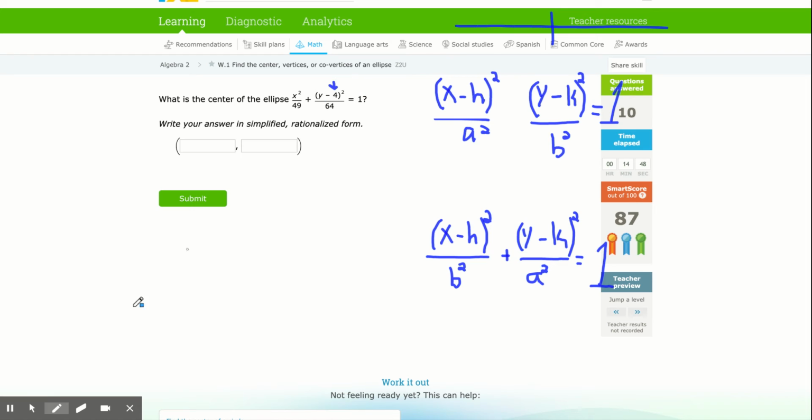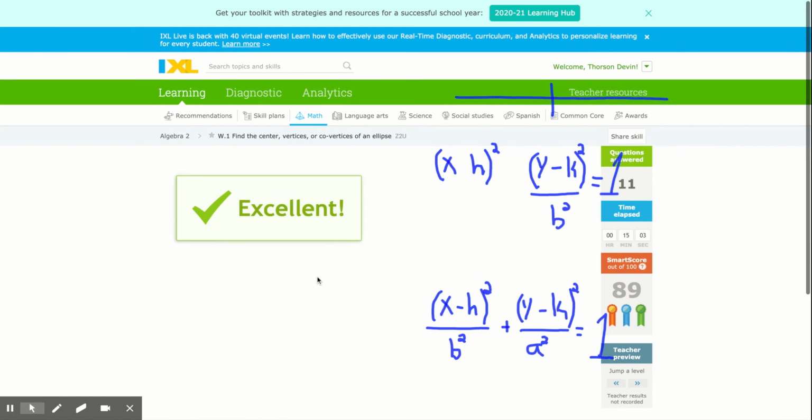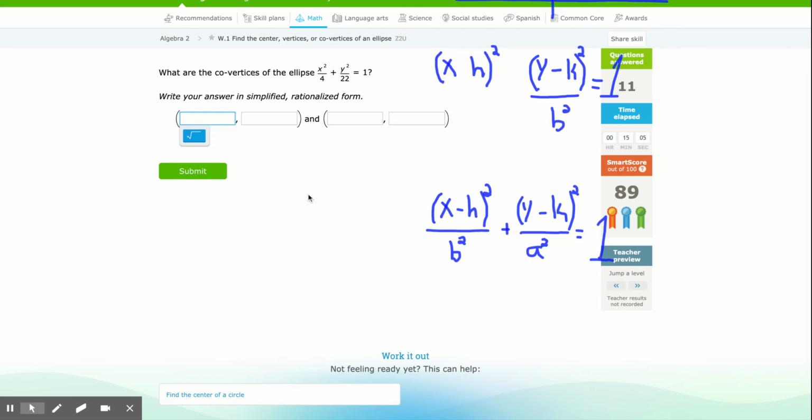Okay, so now this one here, though, we are looking for, again, the center. So maybe I'm going to skip forward because the center, again, is always the h and the k value, which for this one it's (0, 4). All right, now it's asking for the co-vertices. So let's talk about the co-vertices.